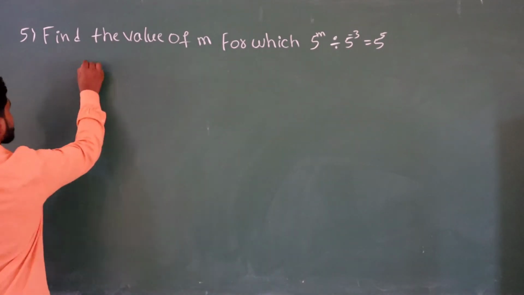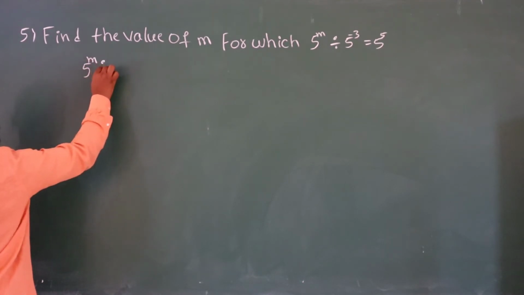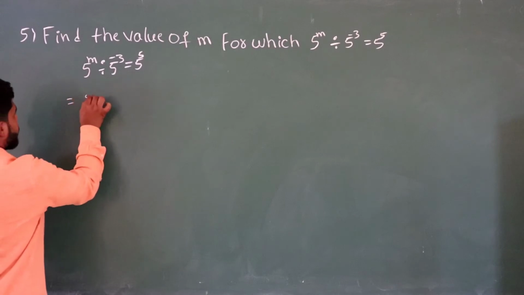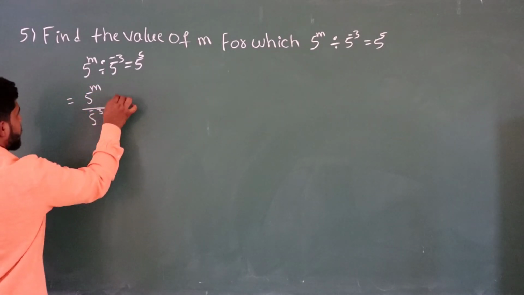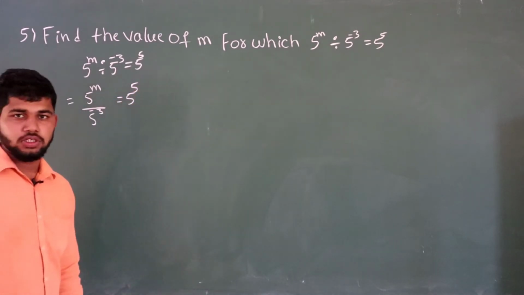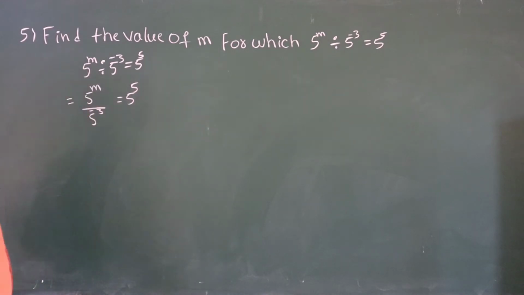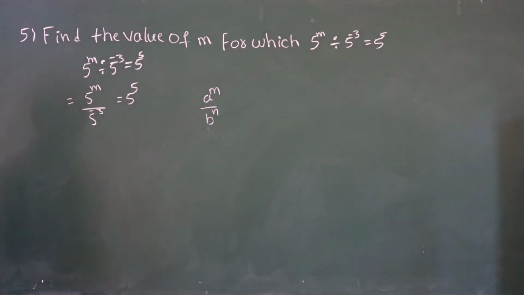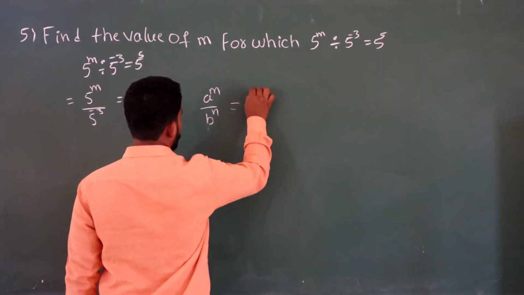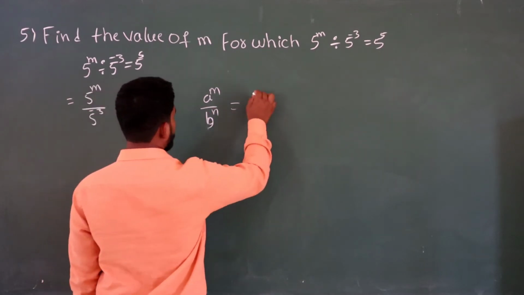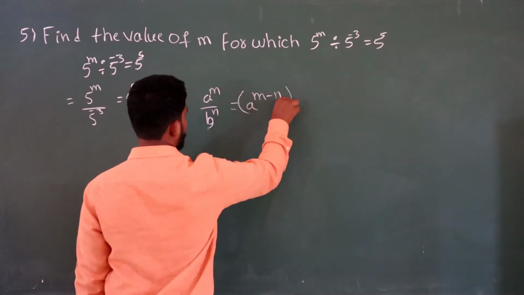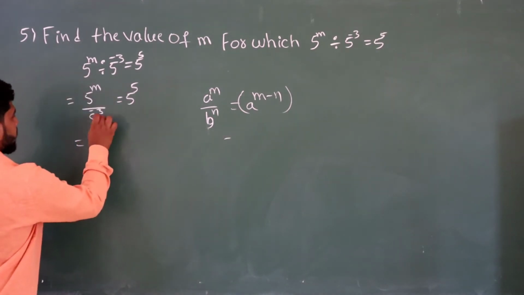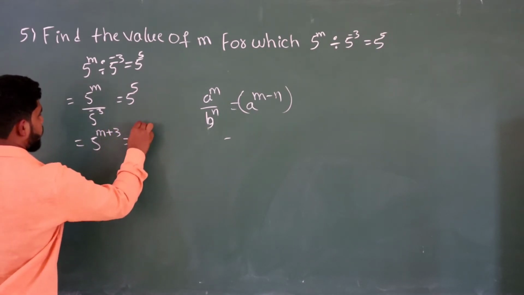Now, 5 raised to m divided by 5 raised to minus 3 is equal to 5 raised to 5. It is in the form of a raised to m by b raised to n. a raised to m by a raised to n is equal to a power m minus n. So 5 power m minus minus 3, minus into minus plus 3, is equal to 5 power 5.